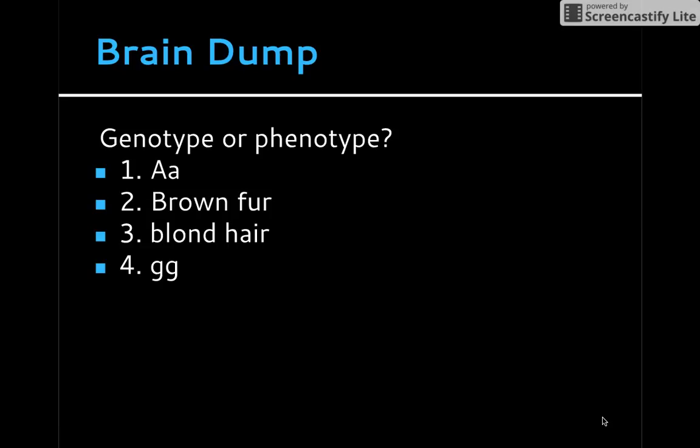Now, go ahead on your engaged section of the notebook, the page on the left side of your notebook, and write these down real quick. Are these genotypes or phenotypes? Number 1, is big A, little a genotype or phenotype? 2, brown fur, genotype or phenotype? 3, blonde hair, genotype or phenotype? And 4, little g, little g. Is that a phenotype or a genotype?